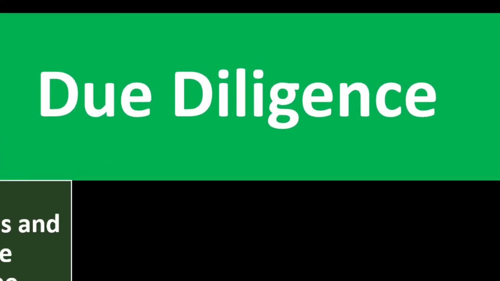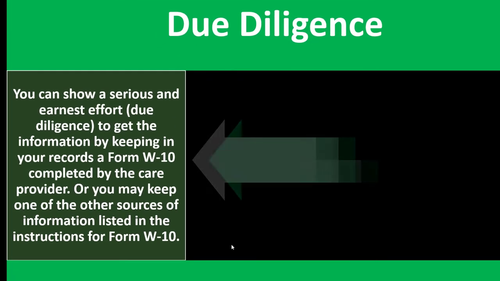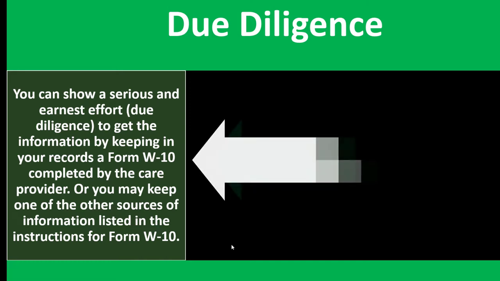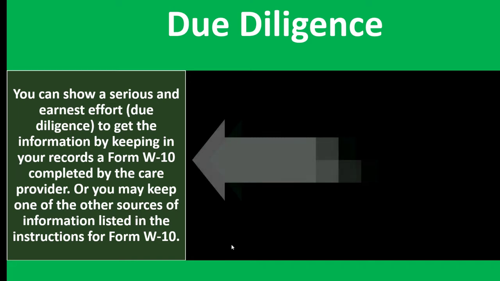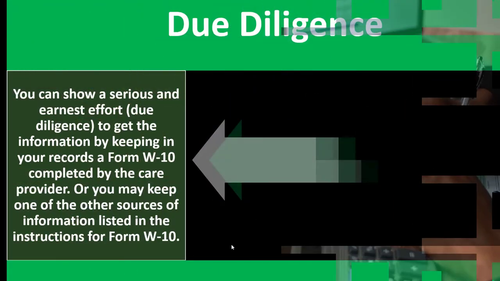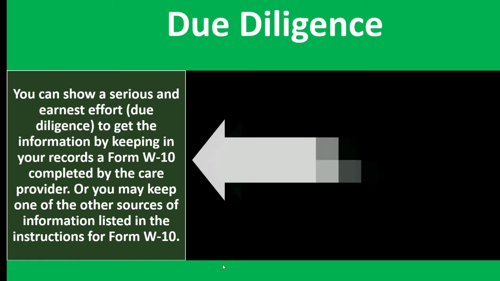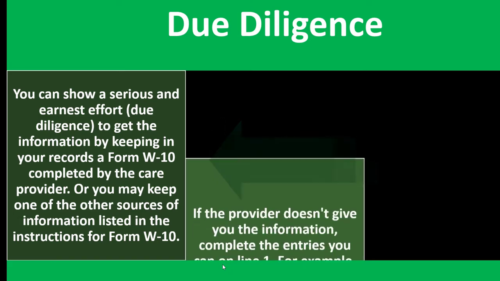Due diligence. So what does it mean to use due diligence to get this information to properly report the ID number of the provider and so on? You can show a serious and earnest effort, due diligence, to get the information by keeping in your records a Form W-10 completed by the care provider. So if you get that W-10, then you did basically what you could do at that point in time. You've tried to get the information. If it's wrong, then you are showing your due diligence. Or you may keep one of the other sources of information listed in the instructions for Form W-10.